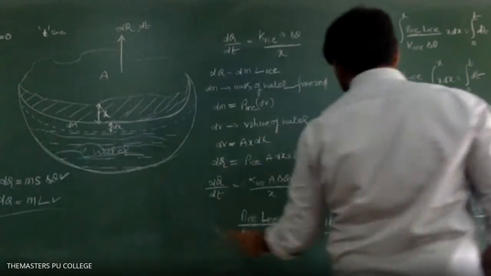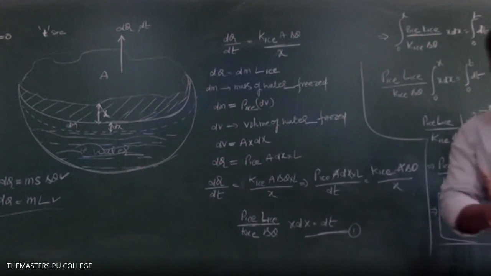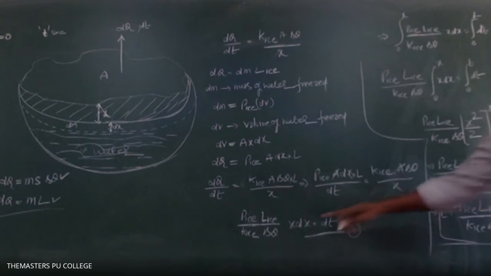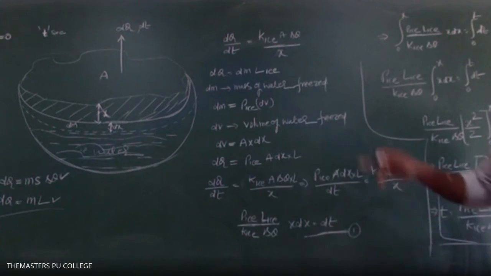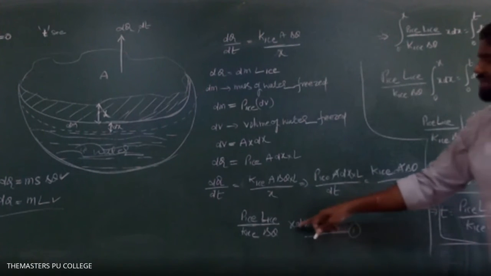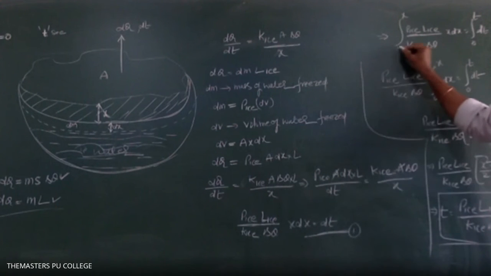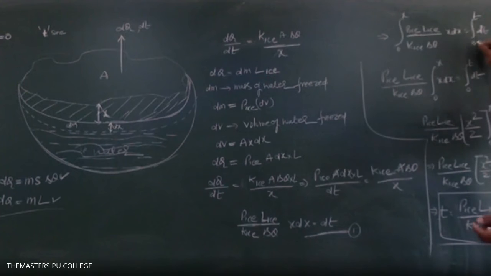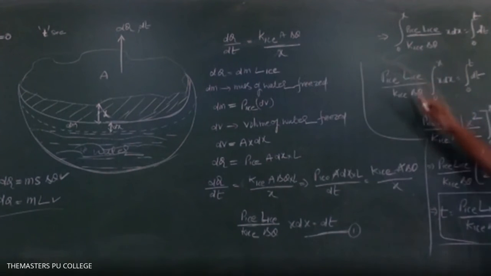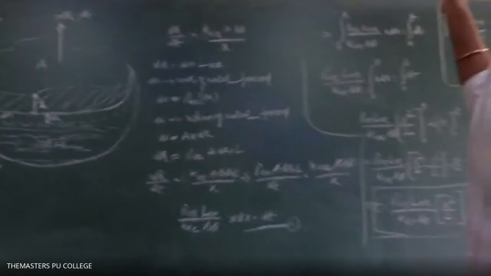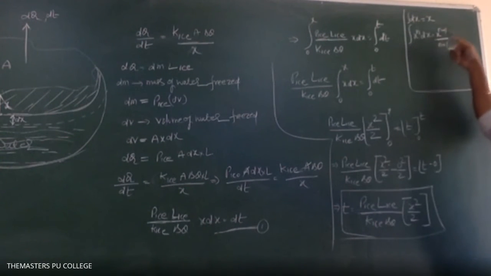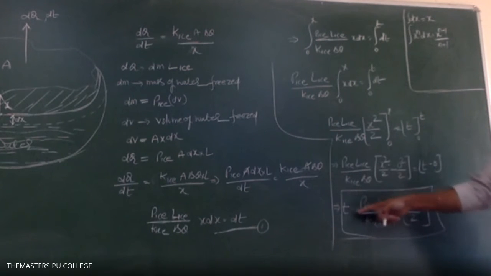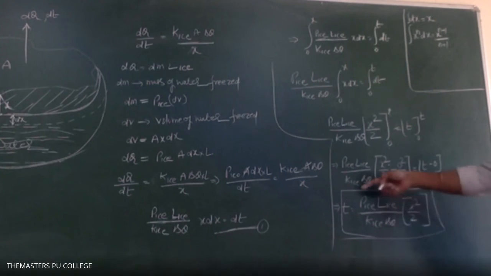Now integrate it properly. Why do we need integration? I'll explain. From where to where is x changing? At t equals 0, the value of x is 0, there is no ice layer. At time t seconds, x is the thickness of the ice layer. So integrating x from 0 to x, and time from 0 to t. Constants can be written outside the integration. So the integral of x dx, using the integral of x to the power n dx equals x to the power n plus 1 by n plus 1, gives t equals x square by, with proper calculation, the following expression.